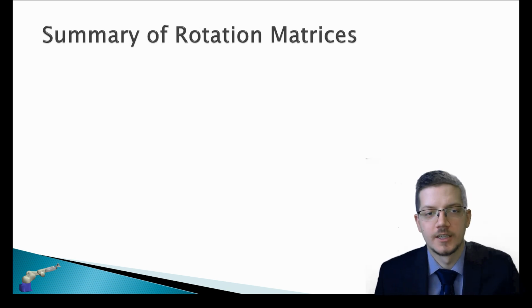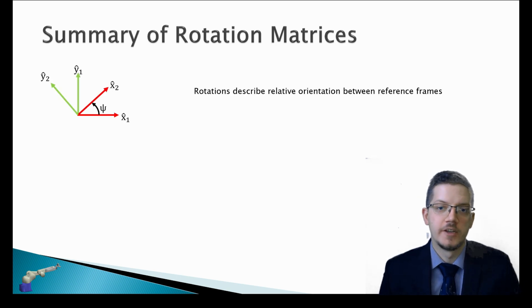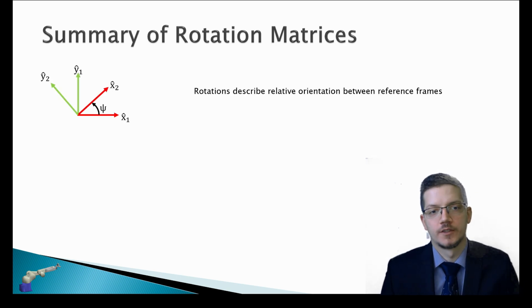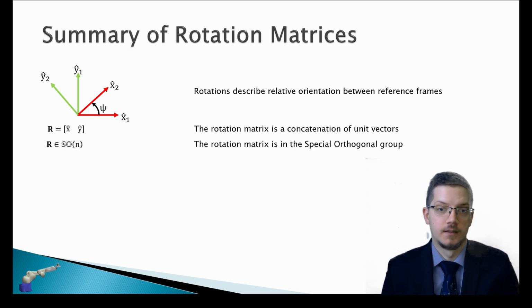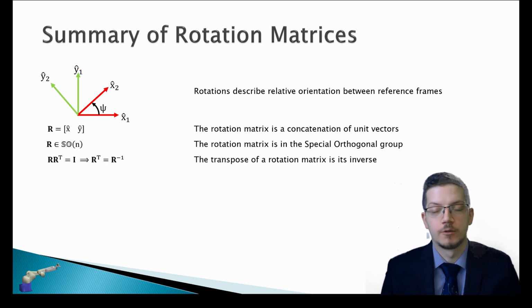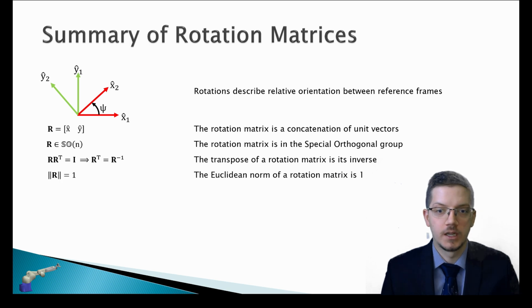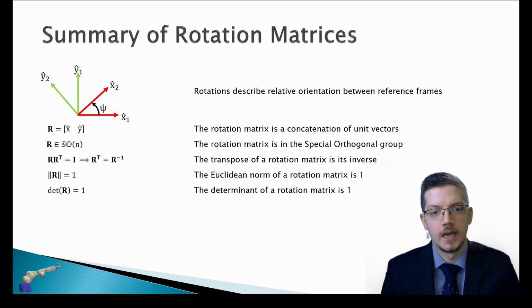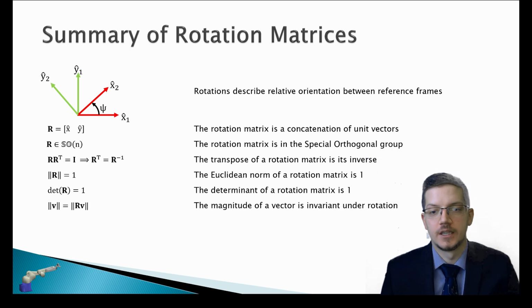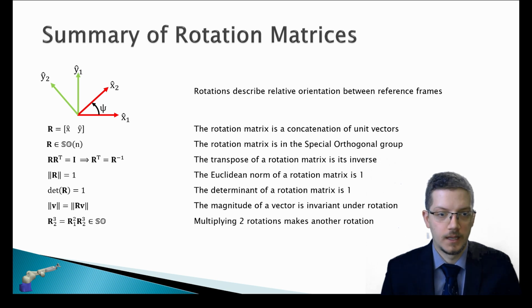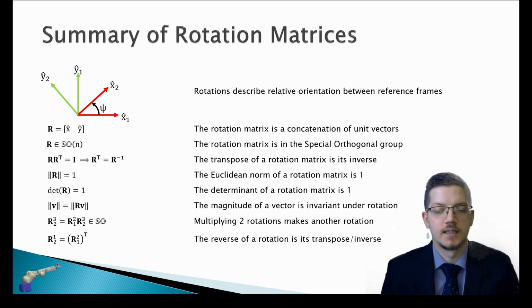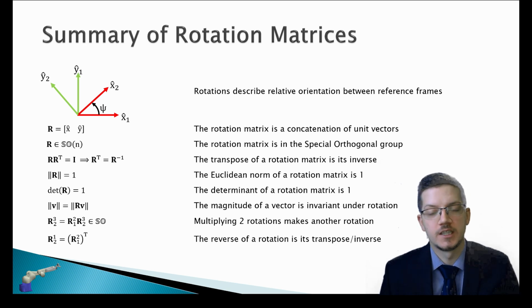So to summarize this lecture on rotation matrices: rotations describe relative orientation between reference frames. The rotation matrix is a concatenation of unit vectors. The rotation matrix is in the special orthogonal group, and its transpose is equal to its inverse. The Euclidean norm of a rotation matrix is 1, and the determinant of a rotation matrix is 1. The magnitude of a vector is invariant under rotation, and multiplying two rotations makes another rotation. Lastly, the reverse of a rotation is equal to its transpose or inverse.